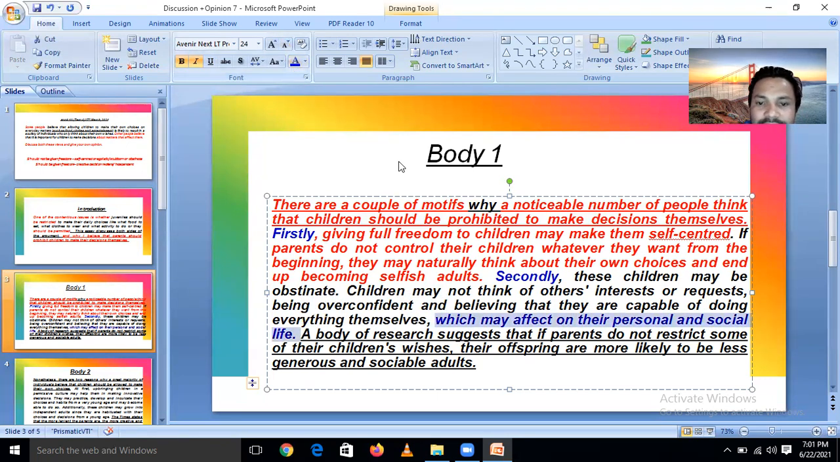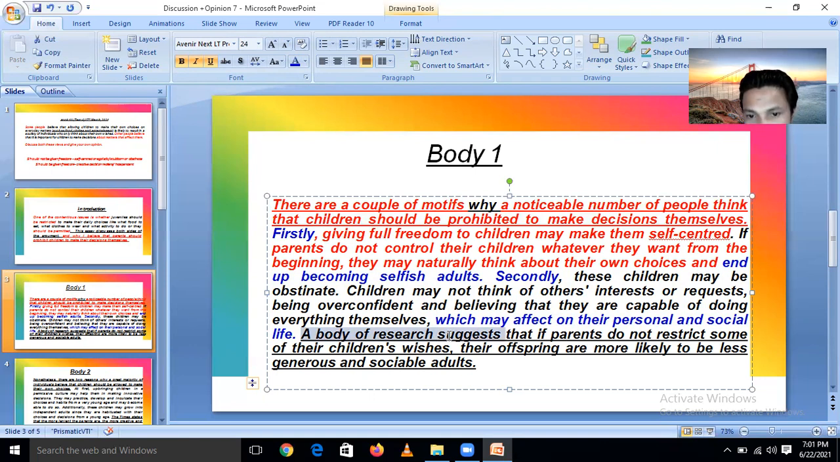Look, this is the result. And look here, this is the result. They may end up becoming selfish adults. This is the result of the first point, and this is the result of the second point. So now this is the inference of the example.